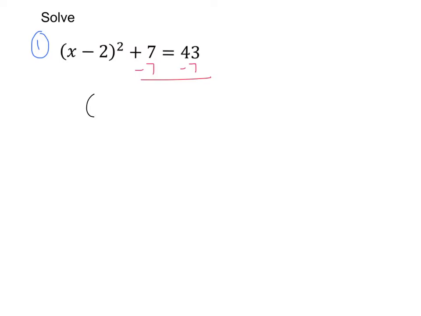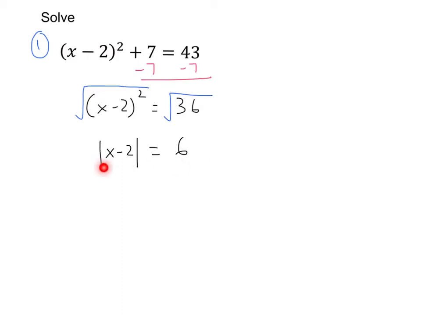So I would end up with x minus 2 squared equals 36. Now, I don't really want to multiply this out, because it's going to get a little bit messy. But how could I get rid of this power of 2? What I can do is square root both sides. I'm going to take the square root of the left and the square root of the right. Let's think about what we get. The square root of x minus 2 squared is not x minus 2, it's the absolute value of x minus 2. The square root of 36 is 6. So we end up with this absolute value equation.